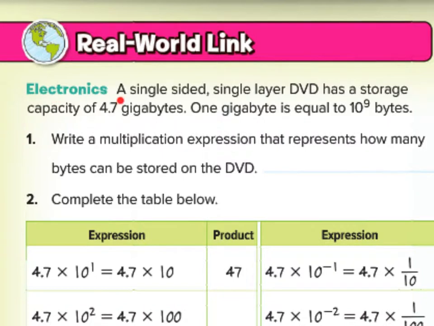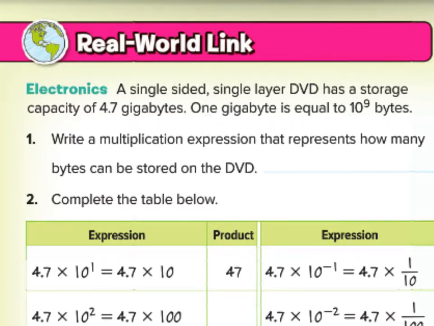Electronics. A single-sided, single-layer DVD has a storage capacity of 4.7 gigabytes. 1 gigabyte is equal to 10 to the 9th power bytes. Write a multiplication expression that represents how many bytes can be stored on a DVD. Well, it's telling us that there are 4.7 gigabytes, and that each one of those gigabytes is the same as 10 to the 9th power.